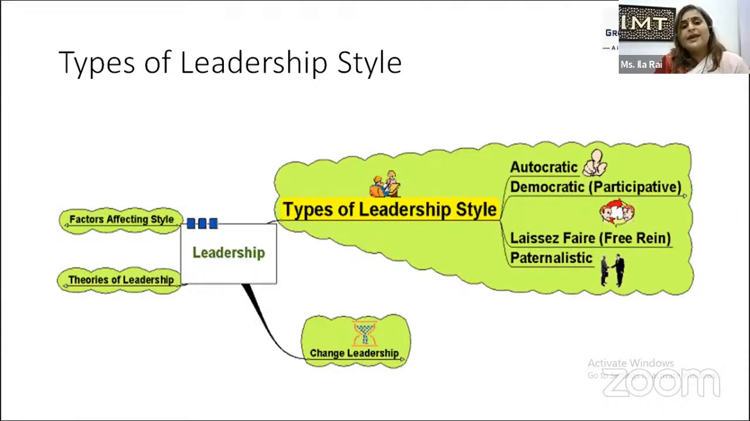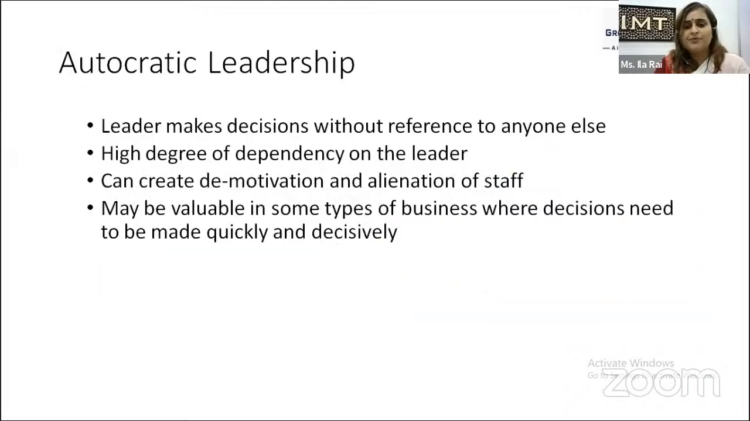Now we move on to types of leadership style. So we have discussed till now the theories, what is leadership, difference between leadership and management, theories of leadership, and now types of leadership style. So there are types of leadership style: autocratic, democratic, participative, laissez-faire, and paternalistic.